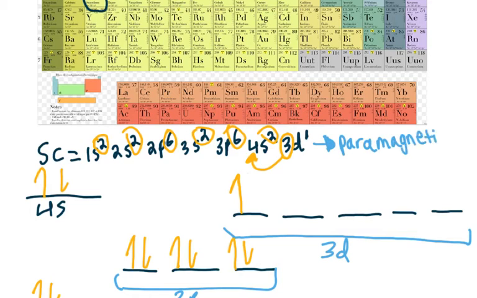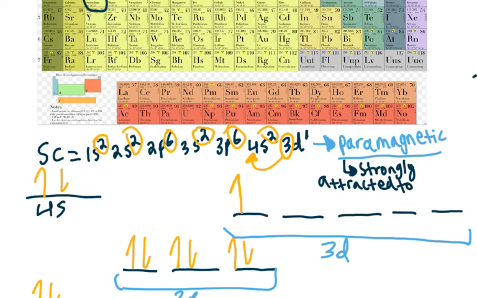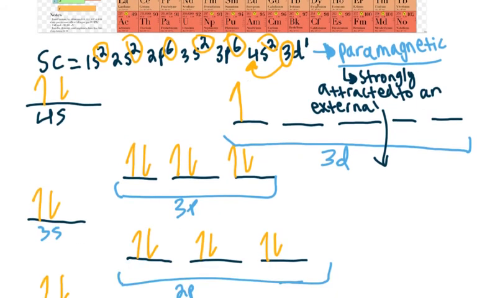And remember, I haven't stated it yet, I don't think, but paramagnetic elements, unlike diamagnetic elements, are strongly attracted to an external magnetic field. Let me write this down here. So let's scroll down. So paramagnetic elements are strongly attracted to an external magnetic field.